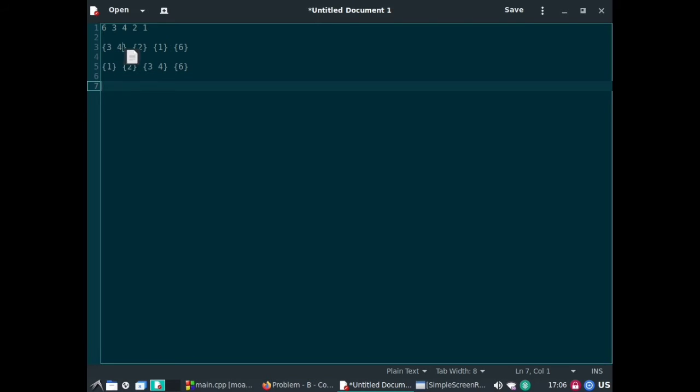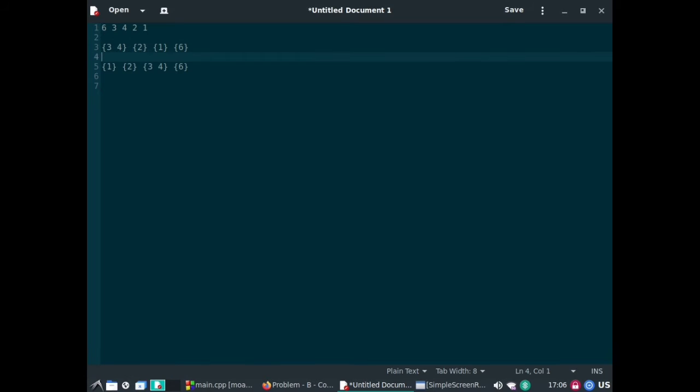As you can see, the subarray 3 and 4 is sorted. The subarray 2 is sorted. Subarray 1 is sorted. Subarray 6 is also sorted. So all we have to do is check how many sorted subarrays are possible in this array. And if that number is less than or equal to k, then we should output yes. If it is not, then we should output no.